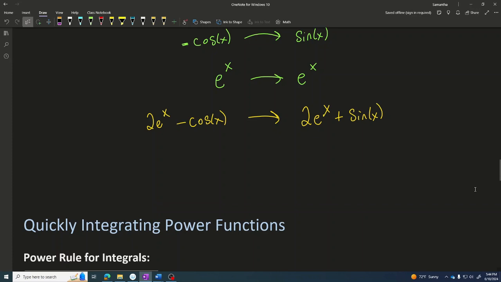Now that's the antiderivative. So what is the indefinite integral? To get the indefinite integral, all I need to add is plus c, telling the reader that all the antiderivatives of this function have this format with c in the back.